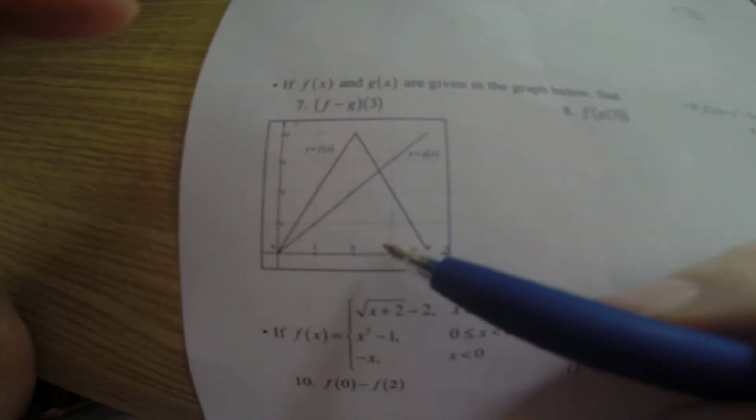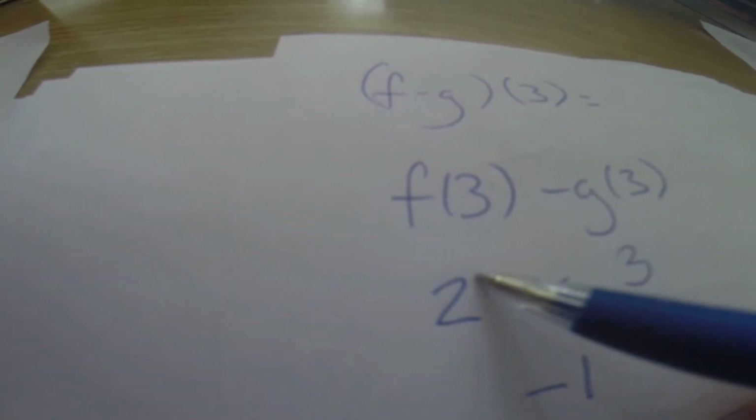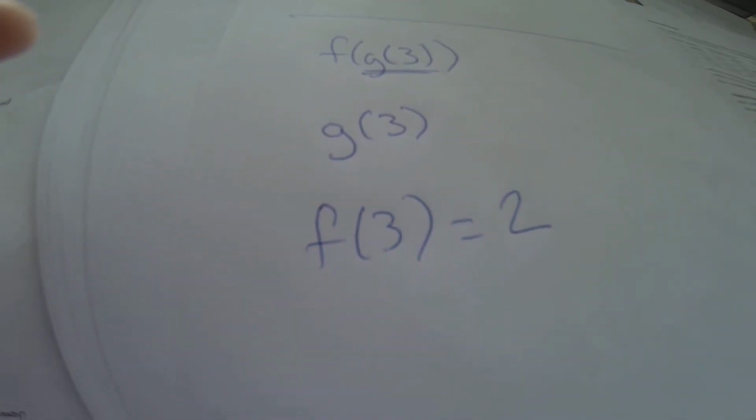Well, this is kind of redundant. F of 3 is 2. Okay, so again, from earlier, f of 3 is 2. So this is now 2. Boom. Easy enough.